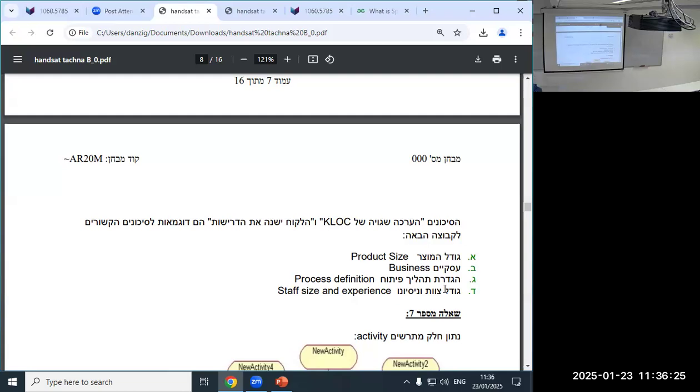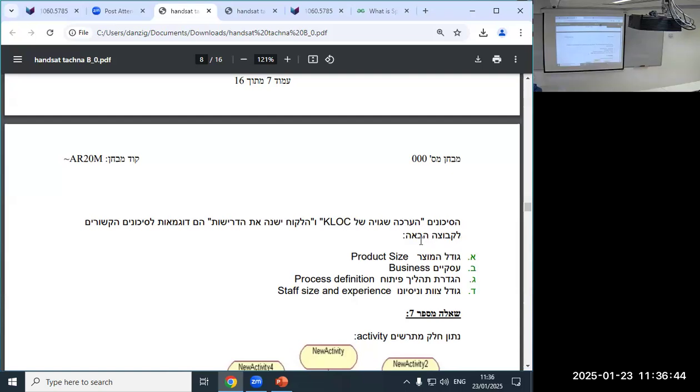So it's a little bit weird to say "Lakuach yishaneh et hadrishot" (the customer changes the requirements). It's a little bit unacceptable behavior. Unless we've allowed him, I mean, it's whatever. Anyway, it is a risk. There are examples of risks related to the next group.